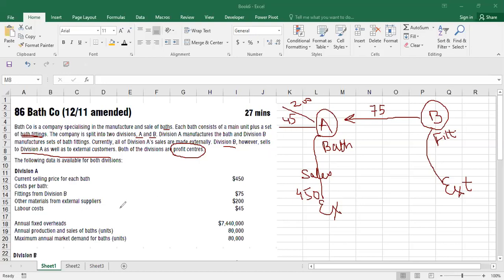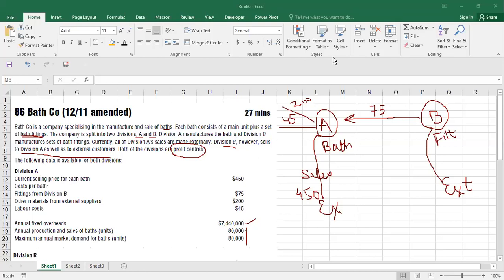And then they have some annual fixed overhead of 7.4 million. Their annual production and the maximum annual market demand are the same. You should always pay attention to this, so that we can find out what the production is and what the demand is. Their production and demand are equal. Whatever they produce, they sell. So this is what we understand about Division A.